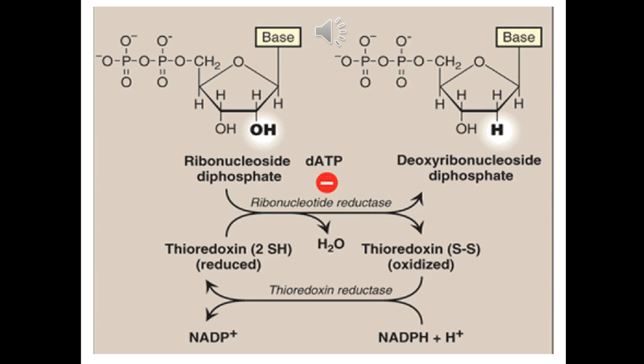which act as a hydrogen donor in order to react with oxygen from ribose to form water, and converted from reduced form to the thioredoxin oxidized form. Then this oxidized form should be returned to reduced form, and this needs thioredoxin reductase and NADPH.